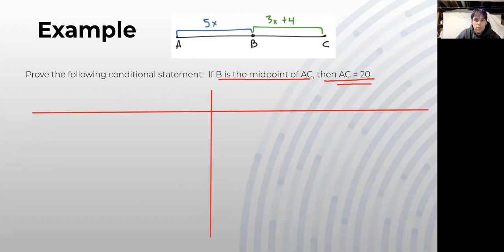And let me get my drawing back. So since we know that B is the midpoint, we know that AB, that segment right here, has to be equal to BC. That is the definition of a midpoint.